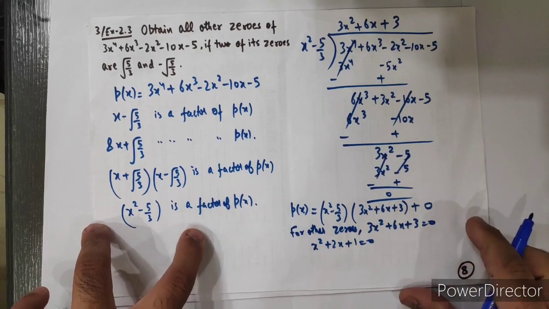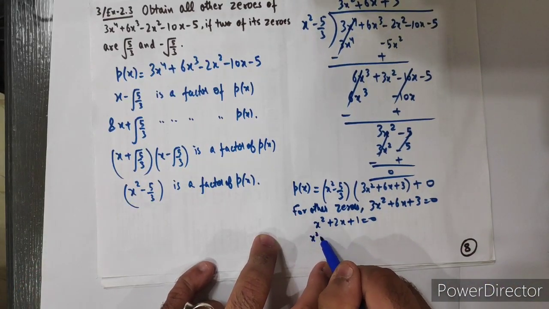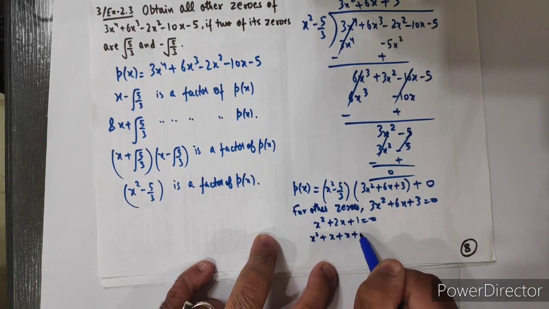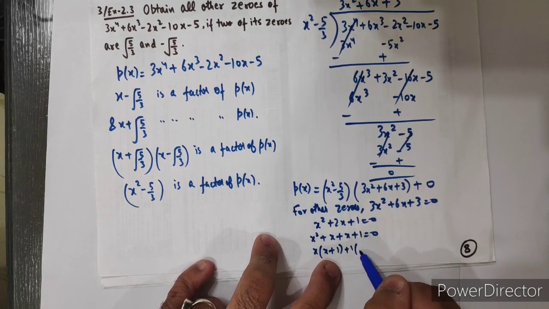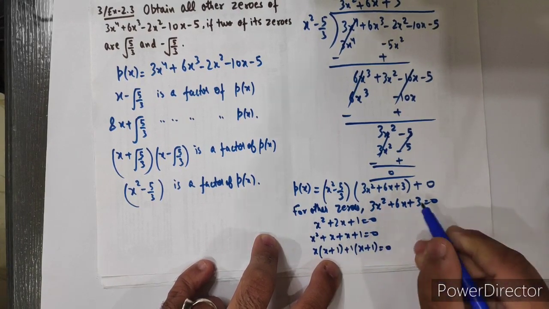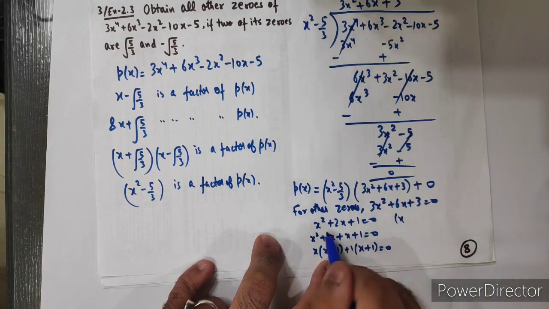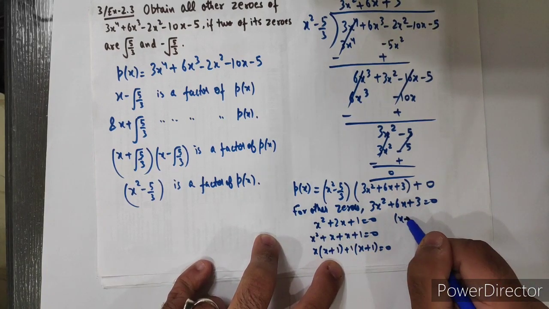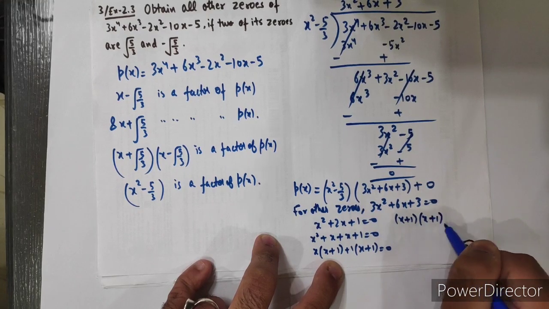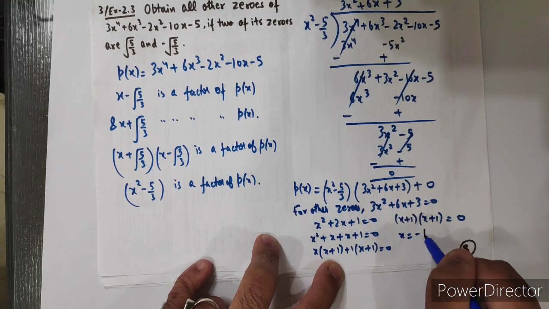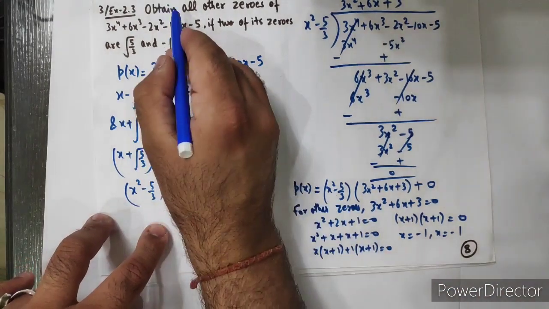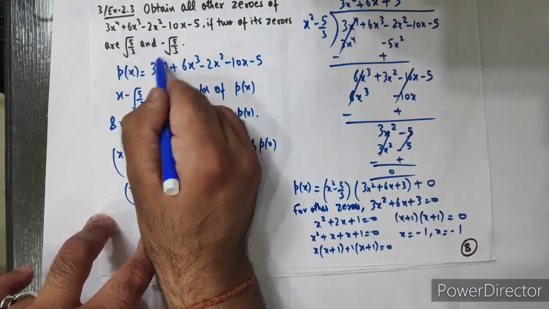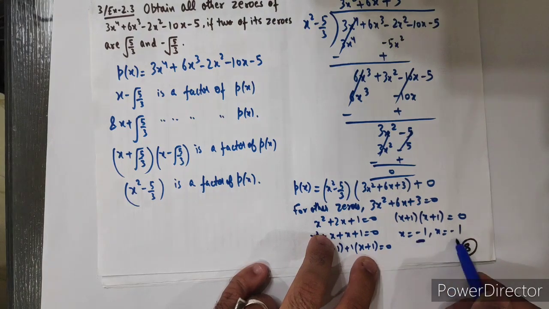Now this you can do by middle term splitting. In this case it is very easy, x and x are the factors, so x is common, you will get x plus 1, again 1 is common from these two terms, x plus 1, so you can in fact apply (a plus b) whole square also here. Okay, so these are the two factors, x plus 1 equal to 0, so the values of other zeros are minus 1. So all other zeros other than this are minus 1 and minus 1.